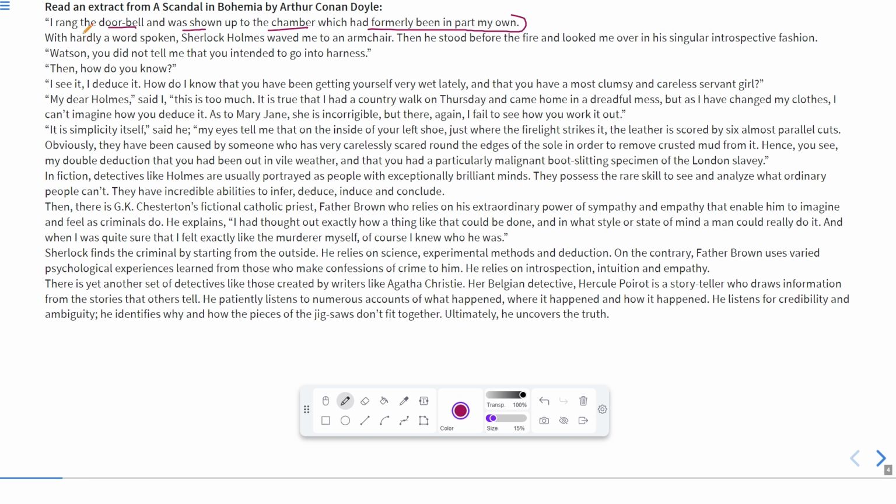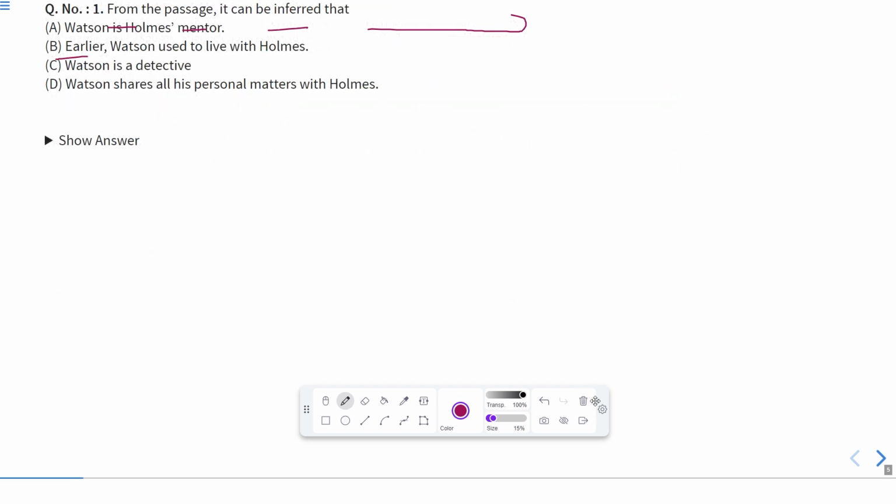Also, Sherlock Holmes is a detective and he is asking the questions to Watson. According to this line, the answer is clear that earlier Watson used to live with Holmes. The first one, Watson is Holmes' mentor: no, Watson is actually the person whom Holmes is investigating or interrogating for the case. Watson is a detective: no, actually Sherlock Holmes was the detective, or you can say SH, Sherlock Holmes.